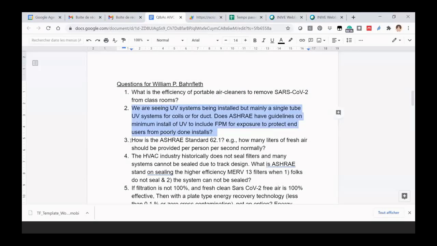Okay, thank you. How about ASHRAE Standard 62.1? What is the flow rate per person per second normally? Standards for non-healthcare are an interesting topic. ASHRAE Standard 62.1 has the goal of no harmful concentrations of contaminants as established by cognizant authorities, and 80% of those exposed do not express dissatisfaction.